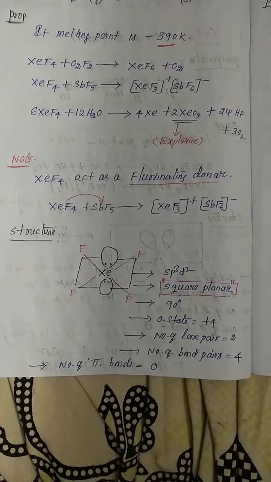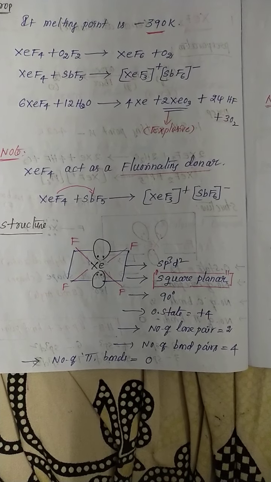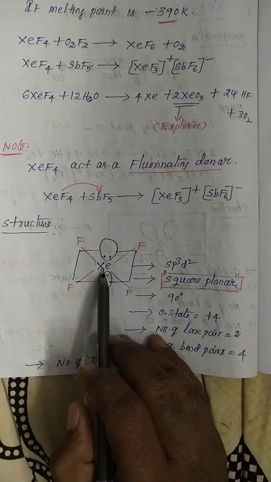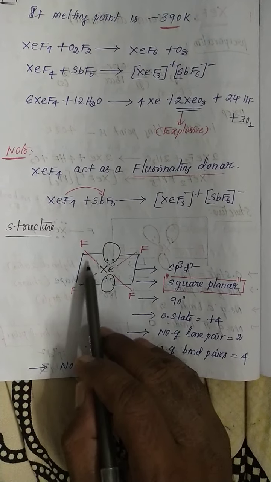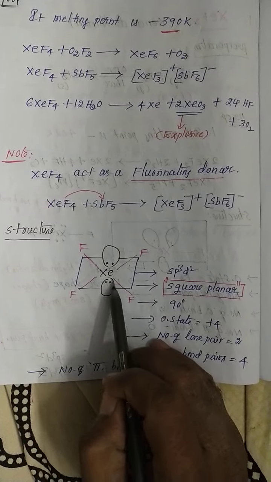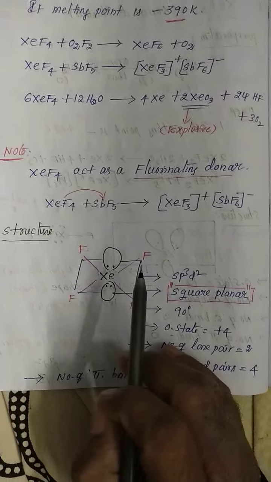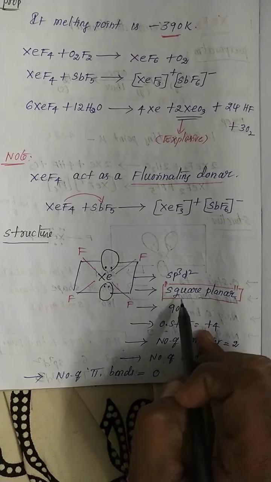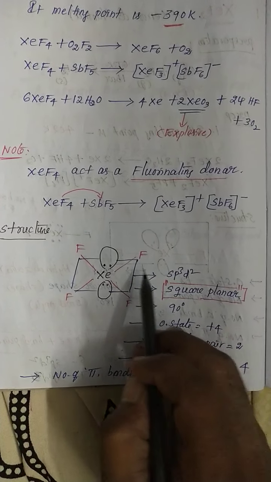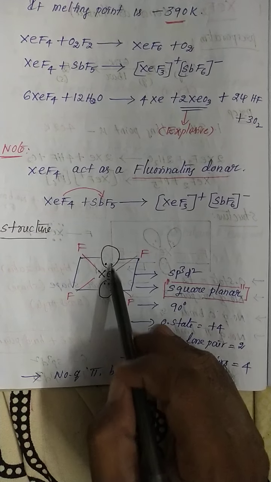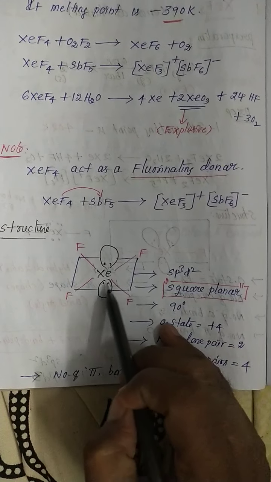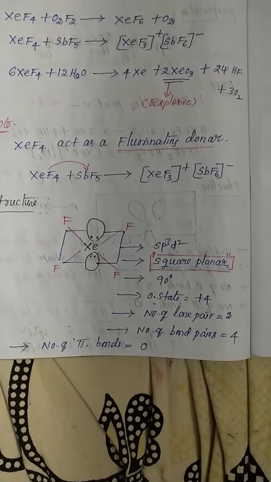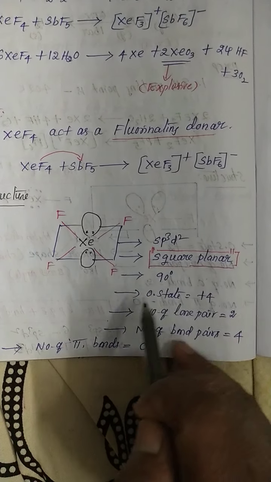Now see an important structure. Hybridization, lone pairs of electrons, bond angle, these are very important, especially for xenon compounds. Structure: xenon has 4 bond pairs because 4 fluorines are there, and the remaining 2 are lone pairs of electrons. So what is the shape? Square planar shape, important. Xenon tetrafluoride is a square planar shape. How many lone pairs of electrons? 2 lone pairs, 4 bond pairs, 2 plus 4 total 6. So 6 means sp3d2 hybridization. And the bond angle is 90 degrees.